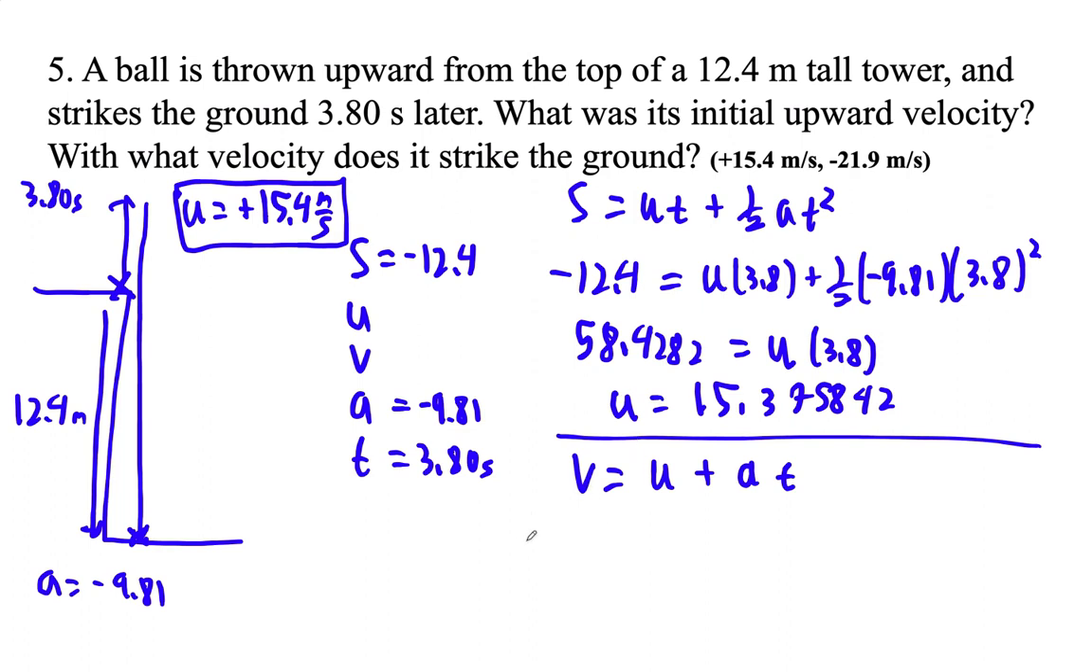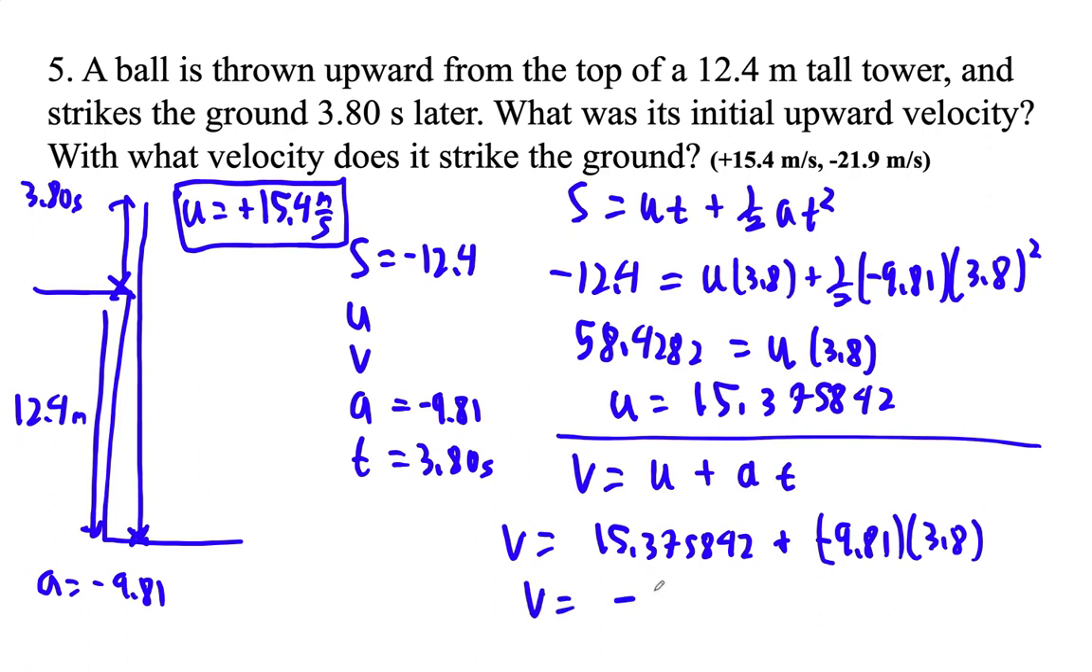Because it's easy. So the final velocity is 15.375842. I'm just going to use the up arrow to get that, plus negative 9.81, and we know t is 3.8. So that guy minus 9.81 times 3.8 is, the final velocity is negative 21.902 meters per second.